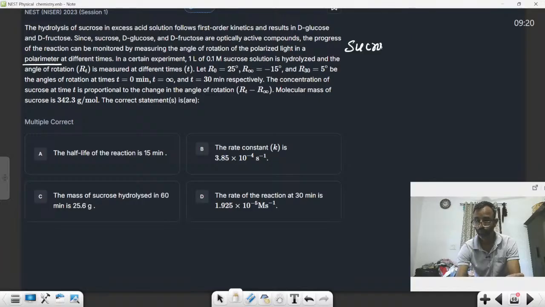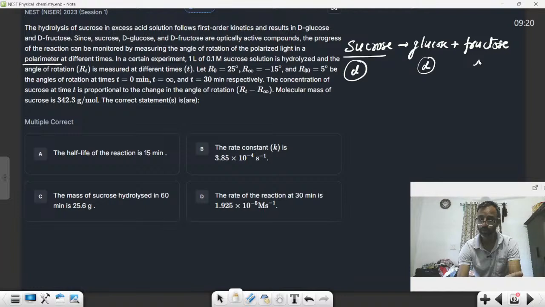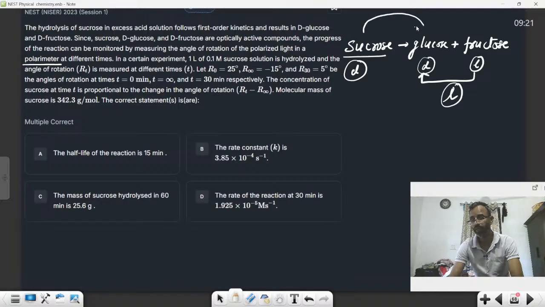Actually, sucrose, when it is hydrolyzed, we get glucose and fructose. So glucose is dextrorotatory. Sucrose and glucose both are dextro, but fructose is levo. And levo rotation of fructose is more than dextro rotation of glucose. So overall this mixture is levo rotatory. So when hydrolysis of sucrose takes place, dextro rotation decreases. Dextro means plus and levo means minus.